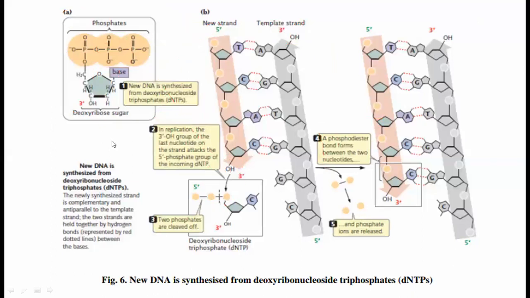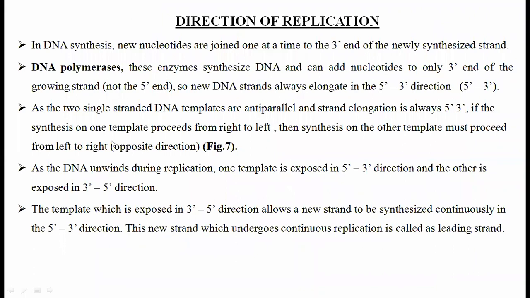So this is dNTP. Now, direction. Direction of DNA replication is very important. Now what is the direction? Can anybody tell me what is the direction of DNA replication? Is it 5 to 3 or 3 to 5? Please. What is the direction of DNA replication? 5 to 3 or 3 to 5?